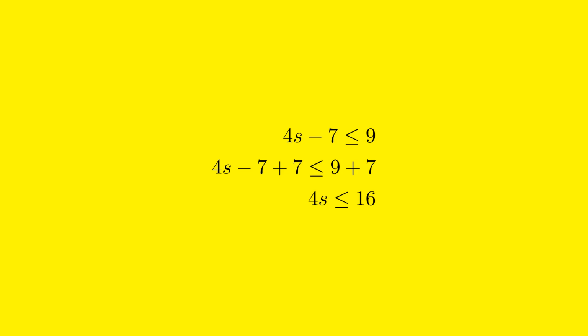When we add 7 to the left side, the minus 7 and plus 7 cancel each other out, altering the expression to just 4s. On the right side, we also add 7 to the existing 9, which gives us 16. Now the inequality is altered from 4s minus 7 is less than or equal to 9 to 4s is less than or equal to 16. The inequality now reads 4s is less than or equal to 16. This step simplifies the problem and makes it easier to isolate s in the next step.